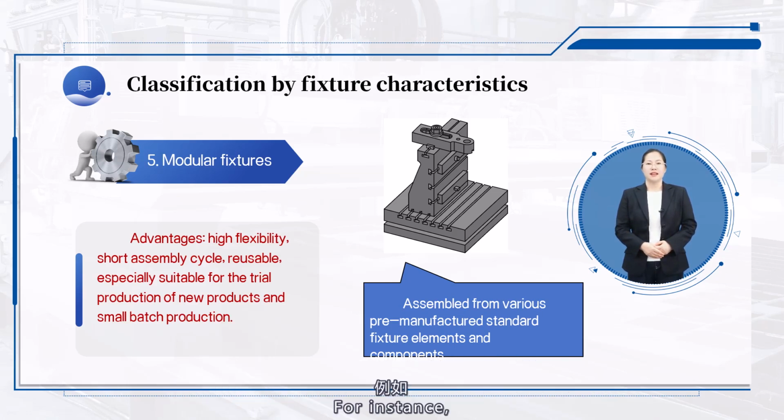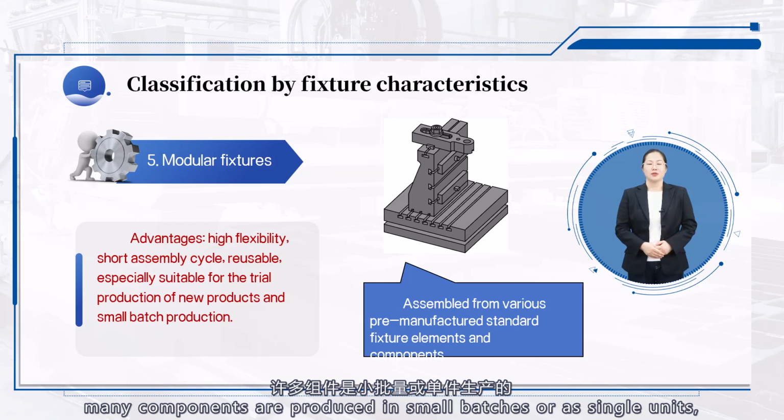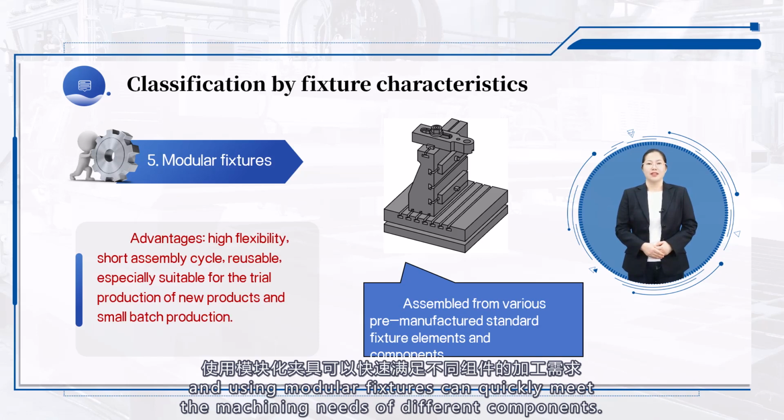For instance, in the aerospace industry, many components are produced in small batches or as single units, and using modular fixtures can quickly meet the machining needs of different components.